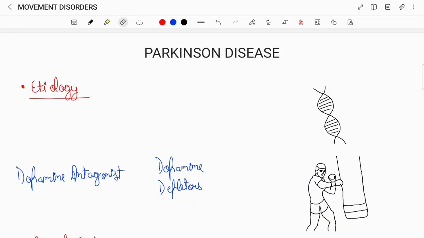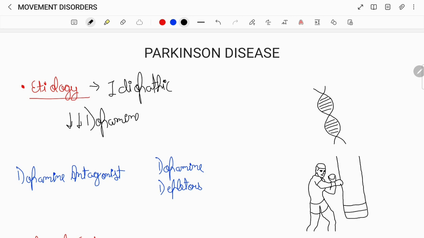Hey everyone, today I'll be talking about movement disorders, and in this particular part, I will be talking about Parkinson's disease. The etiology for Parkinson's disease remains idiopathic, but one thing, as we all know, is that Parkinson's disease is caused because of reduced dopamine levels.